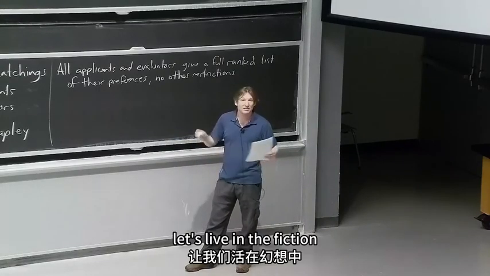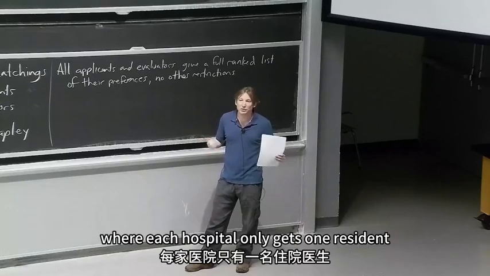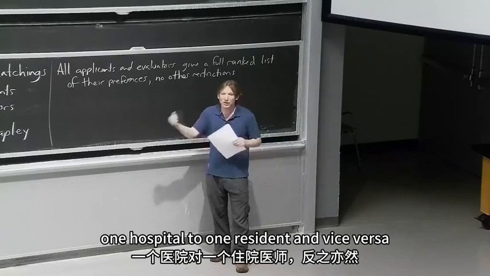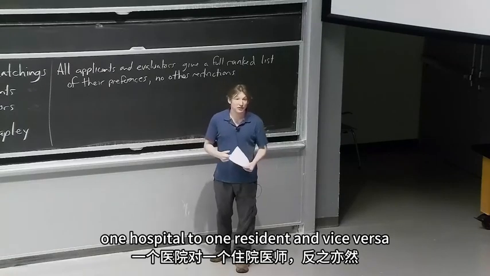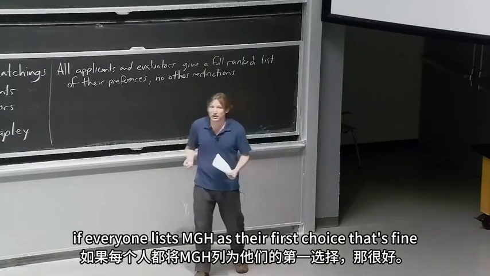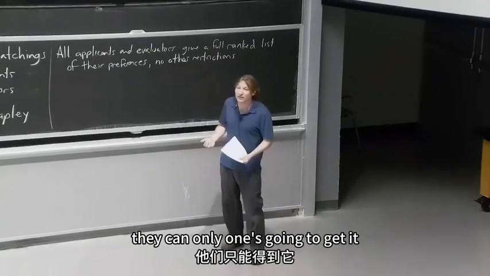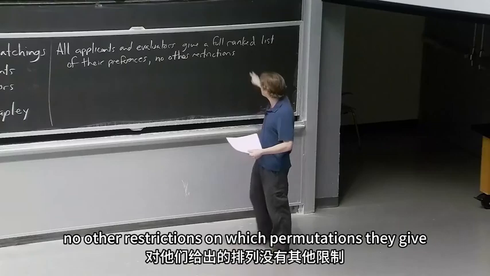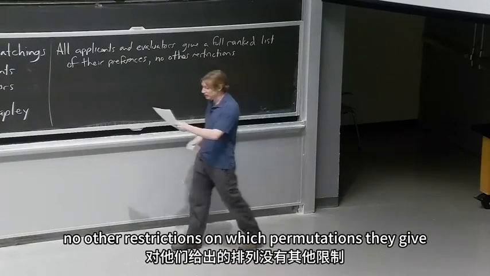residency, let's live in the fiction where each hospital only gets one resident. So we're trying to match one hospital to one resident and vice versa. If everyone lists MGH as their first choice, that's fine. They can. Only one's going to get it. So no other restrictions on which permutations they give.